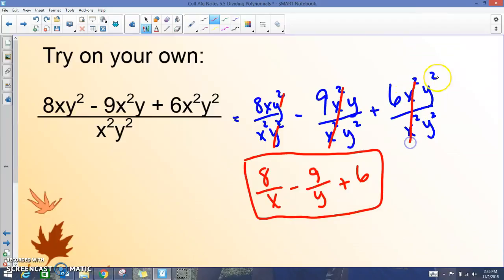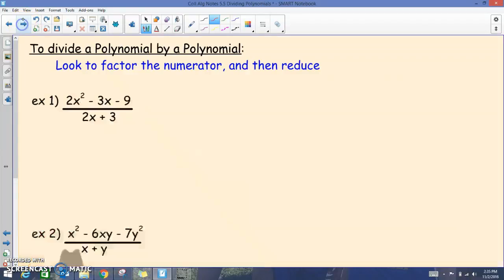I have the same amount of x's and y's on top and bottom, so those will reduce down. And again, you leave them as separate terms. Do not put it in one big fraction bar. Just keep them as separate fractions. Okay, and then let's take a look at the second part, and this will go along more with what we did last class.